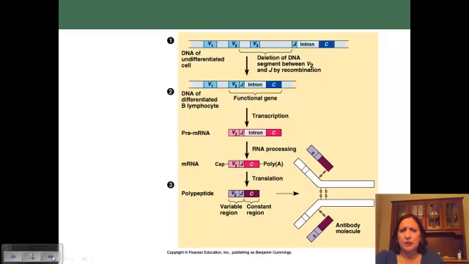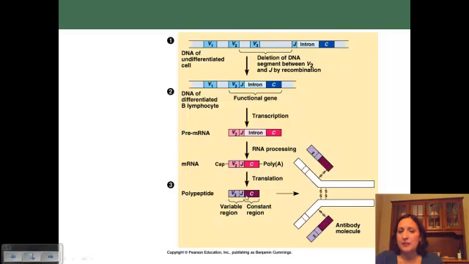Okay, here's another picture I think is a little clearer. So here, one of these V's, and remember there's over 100 of these different V's, is going to get joined together with a J, and depending on the type of antigen, we would have the D as well. And so here we have the V2, the J, and the C, and then we get splicing, and we're left with just those 3 segments.